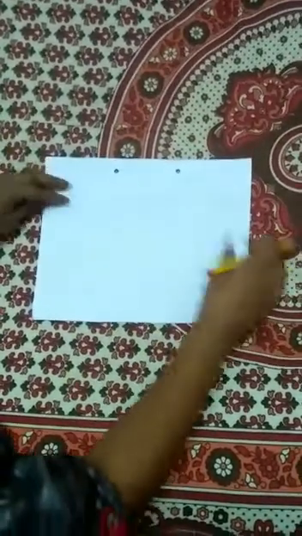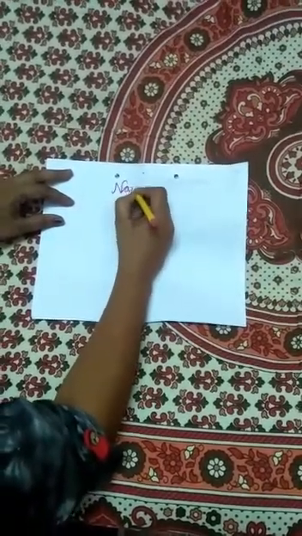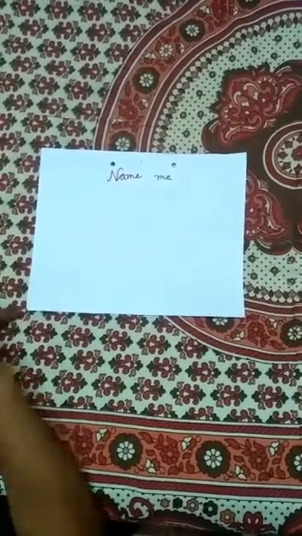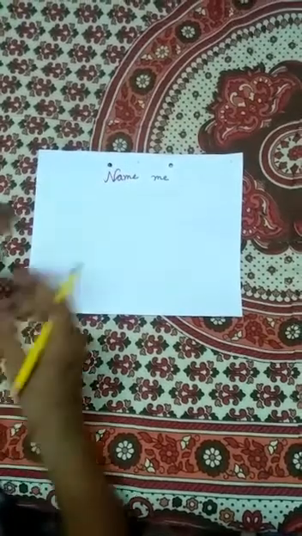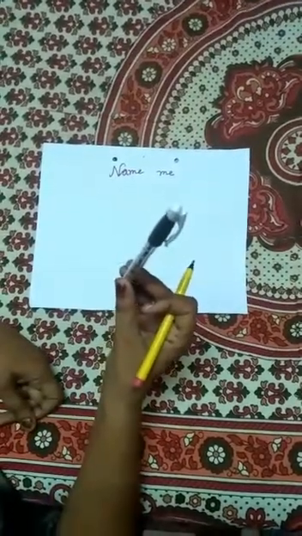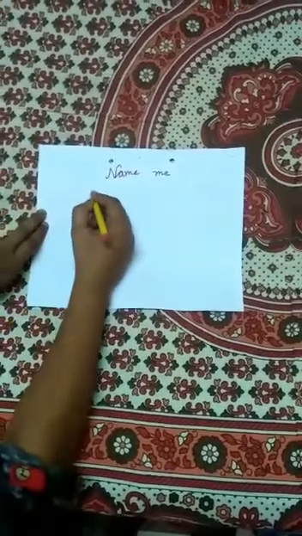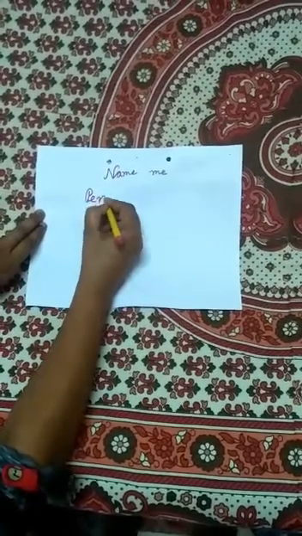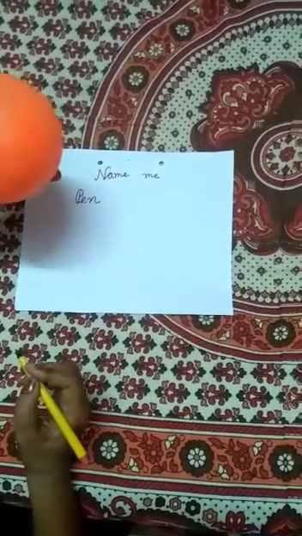Students, let's do an activity. Name me. Right? Now I will show you one thing and you will write the name of the thing. Students, what is this? Pen. Write the spelling: P, E, N, pen. Okay?